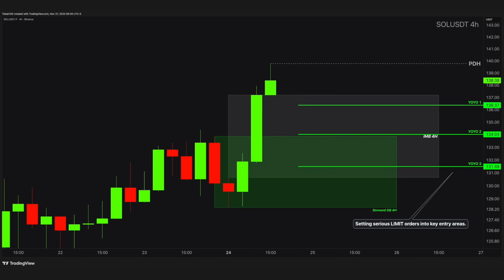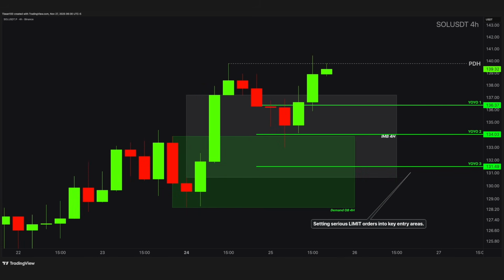So what is the real benefit of doing this? The benefit is you're not waiting around for anything to enter anymore. You already placed your orders. But as you can see in this example, not all 3 orders get filled. The last one was a bit too low to trigger.